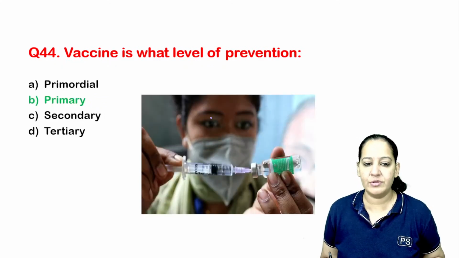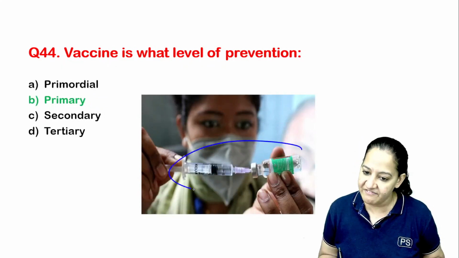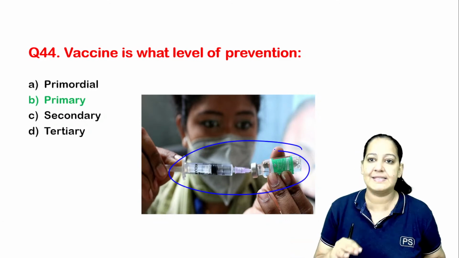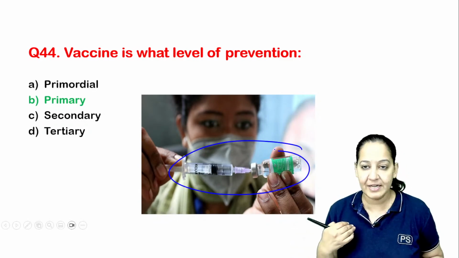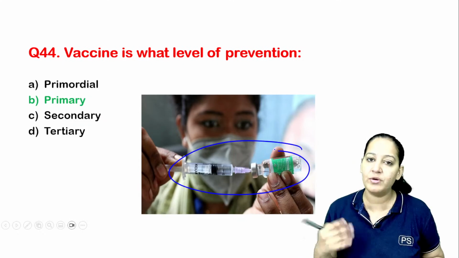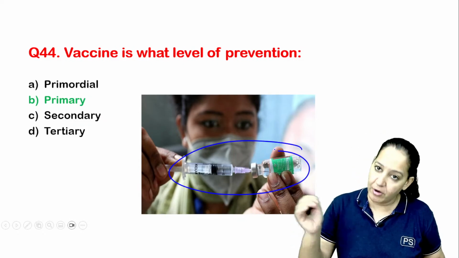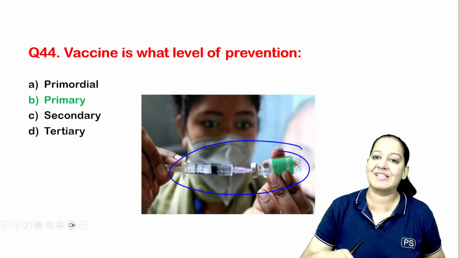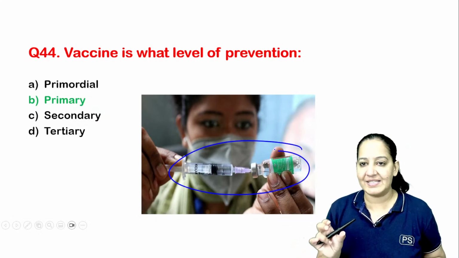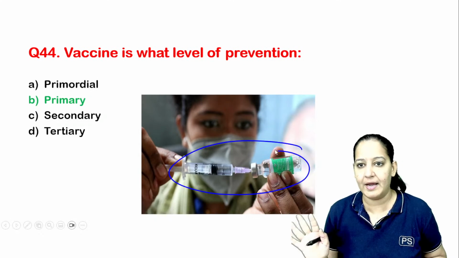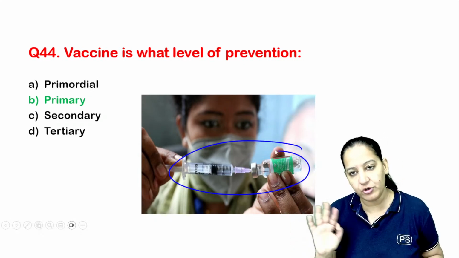Yesterday I taught you the levels of prevention. We are giving vaccines before the disease occurs. The disease has not occurred. I am vaccinated for OPV, so I don't have polio. I am vaccinated for BCG, so I don't have TB. A particular vaccine gives protection for a particular disease, and we are giving the vaccine before the onset of the disease.